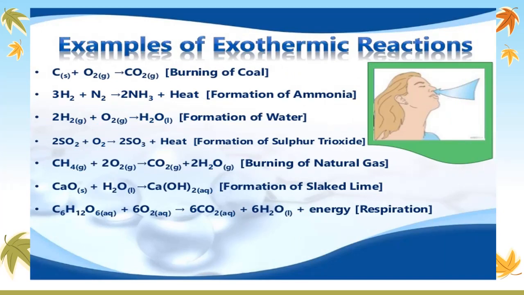My dear students, I have provided you plenty of examples of exothermic reactions which are going on in our surroundings. For example, burning of coal, where carbon dioxide is produced, then formation of ammonia gas, formation of water, formation of sulfur trioxide, burning of natural gas, burning of coal, then formation of slaked lime, and then respiration. All these processes are examples of exothermic reactions. We come across them in our daily life.